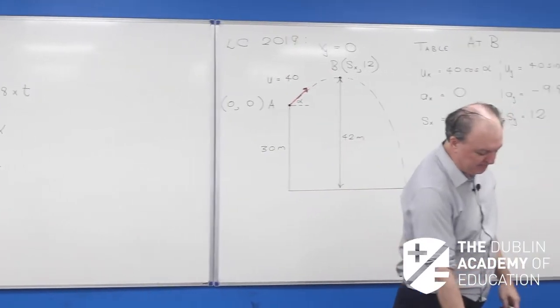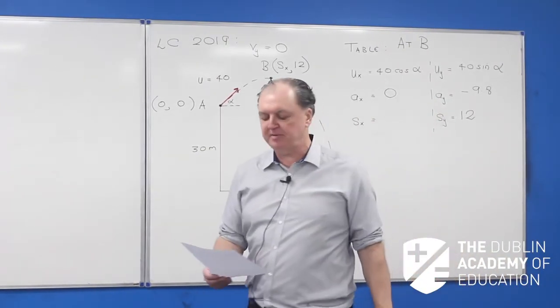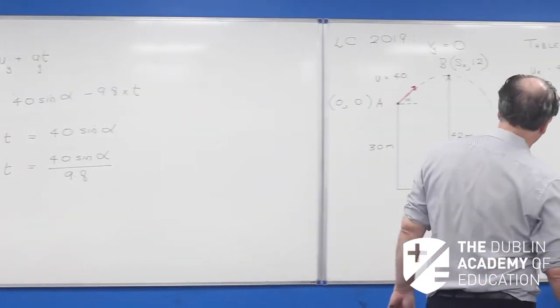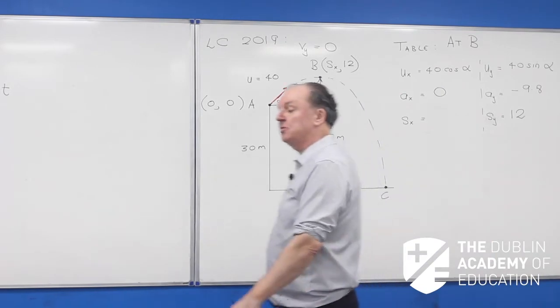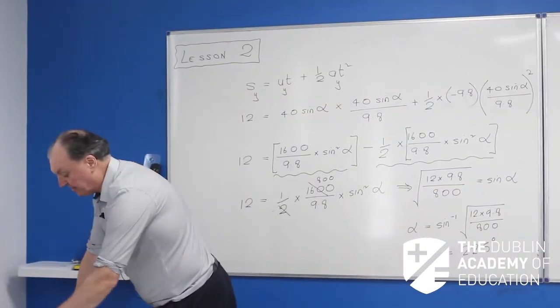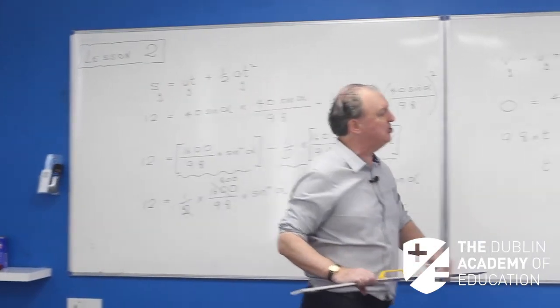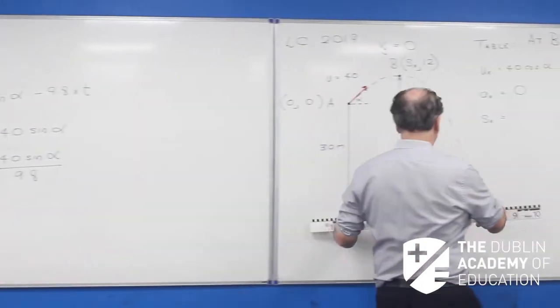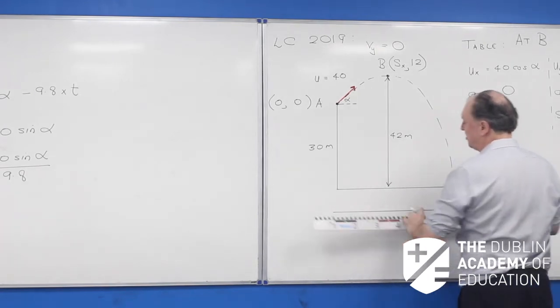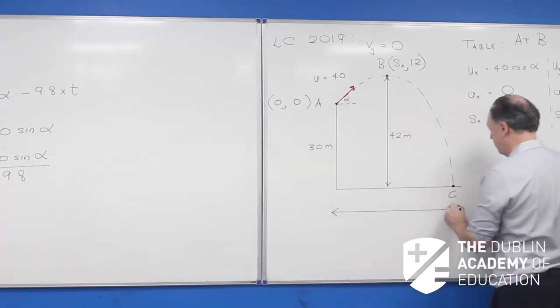Now I've got alpha. Now I can move on. They're asking me to find the horizontal range of the particle. Well, the horizontal range, we're now talking about this particular particle landing. So the horizontal range will be from A in the horizontal direction across to C. We're talking about that distance there.